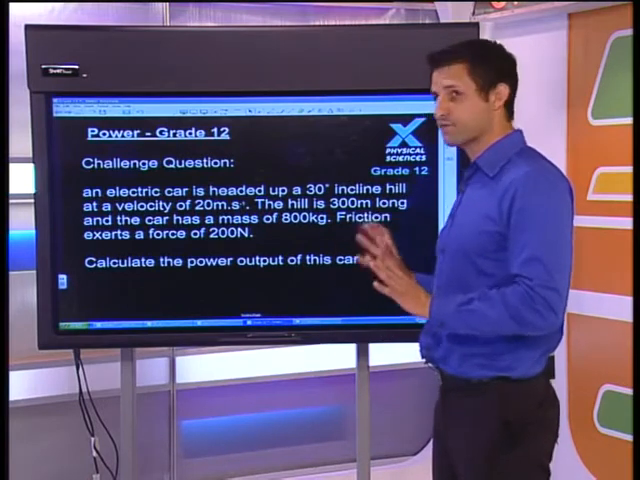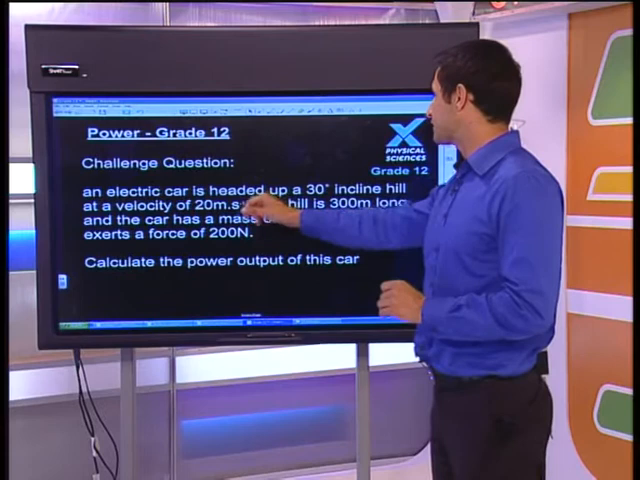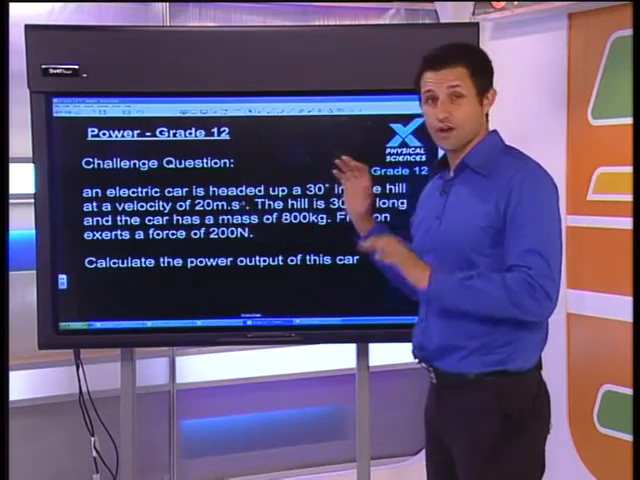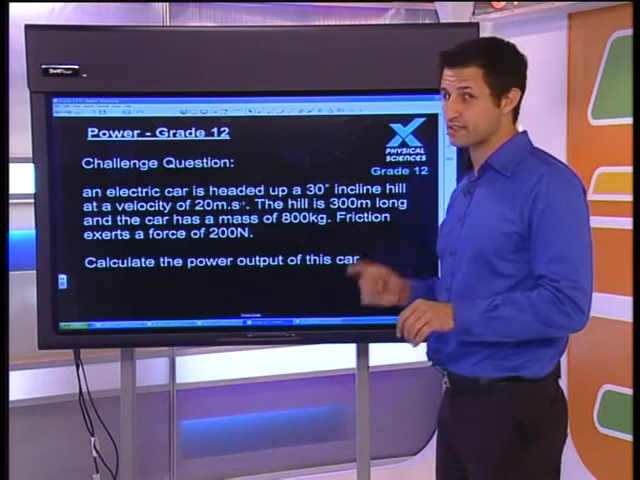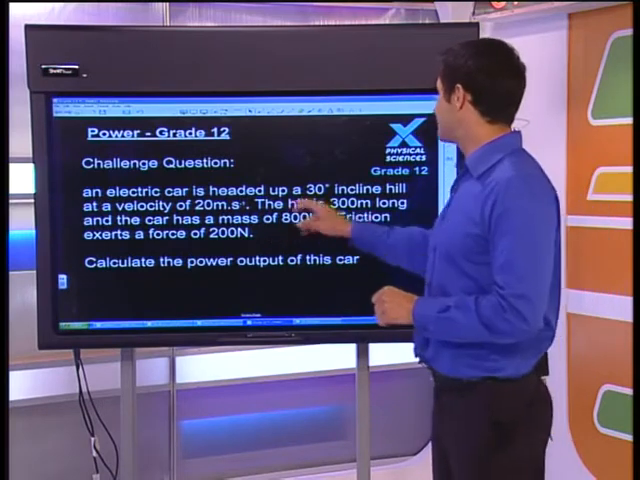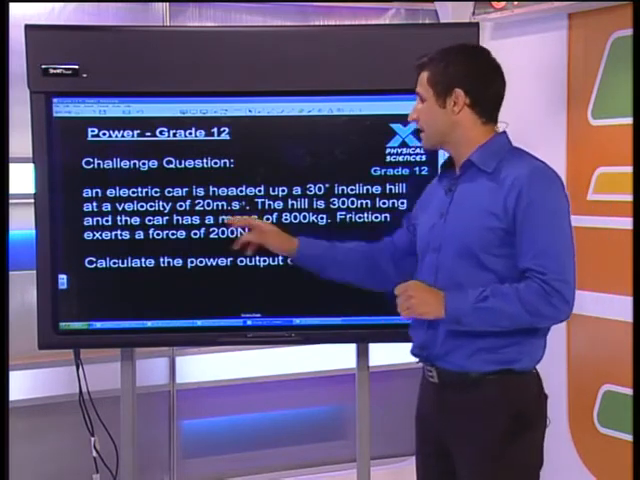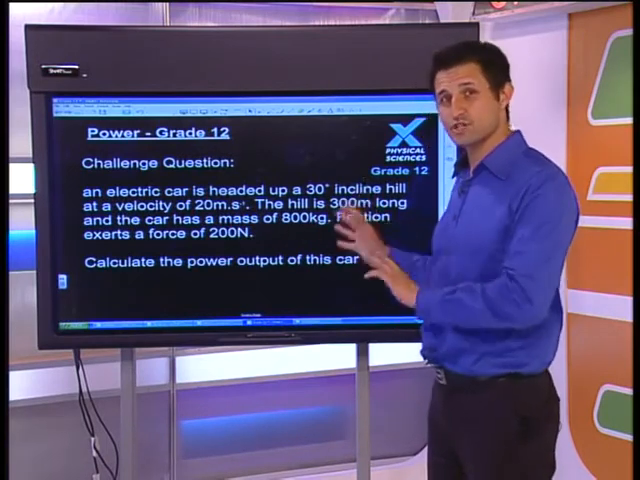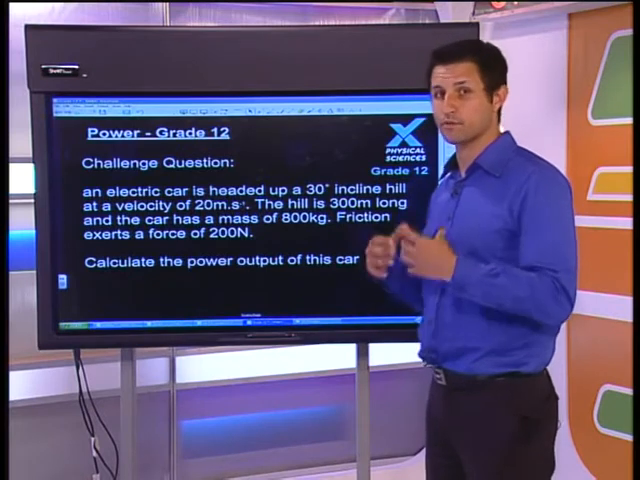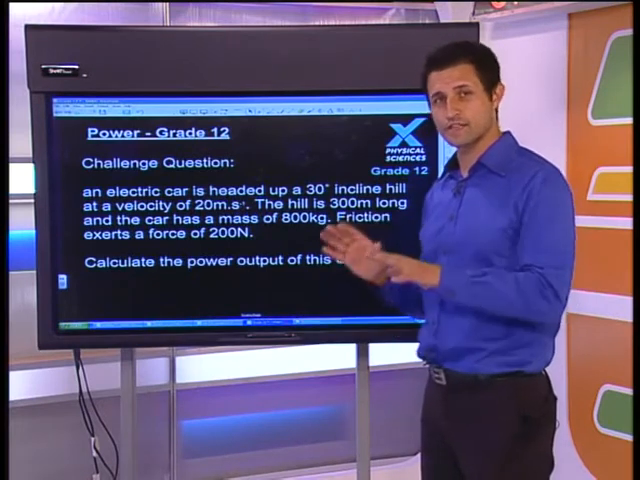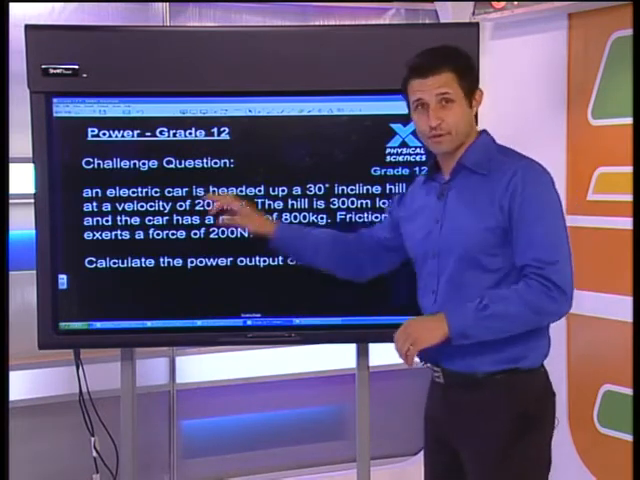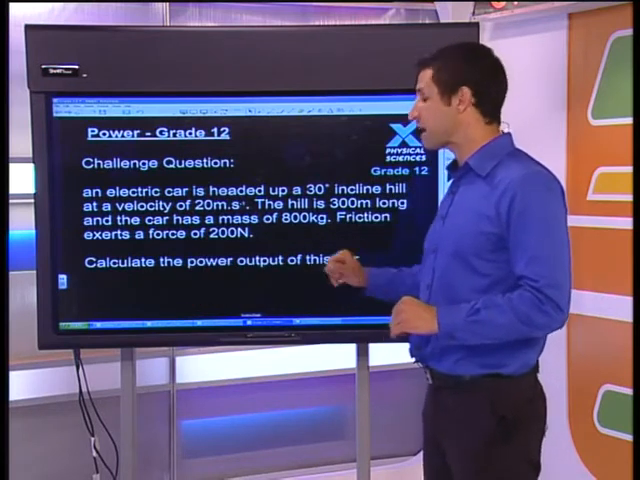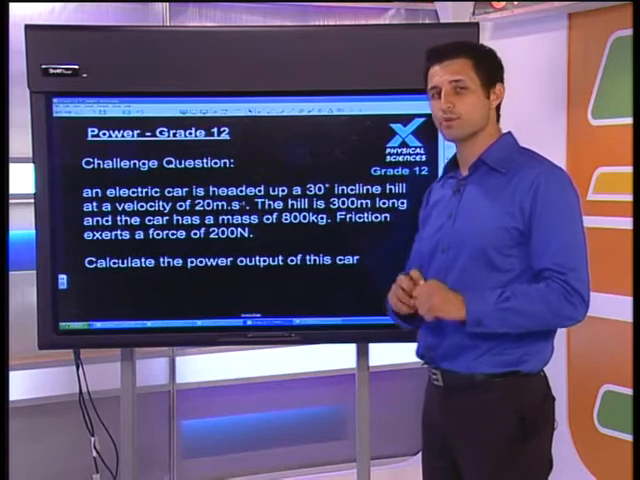Now, a lot of information going around. I've got an electric car, I've got 30 degrees as an incline, I have a velocity of 20 meters per second of this car, and that's a constant one. And the hill is 300 meters long, and the car has a mass of 800 kilograms. Friction does play a role in this question. A lot of people say, just ignore friction unless they tell you about it. I'm telling you about friction, and that's 200 newtons.